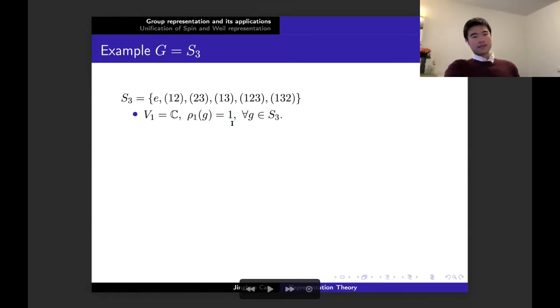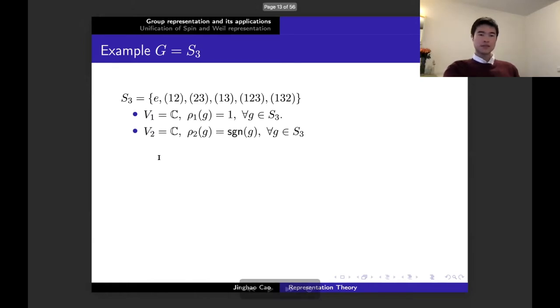And a second representation, which is easy to think of, is the sine representation. So basically you can just take the sine of G. If G is, for example, (1 2), then the sine of G is going to be minus one. So the action would be the left multiplication with minus one. And (1 2 3) would be mapped to one, because the sine of (1 2 3) is one. And that's definitely different from the first one.